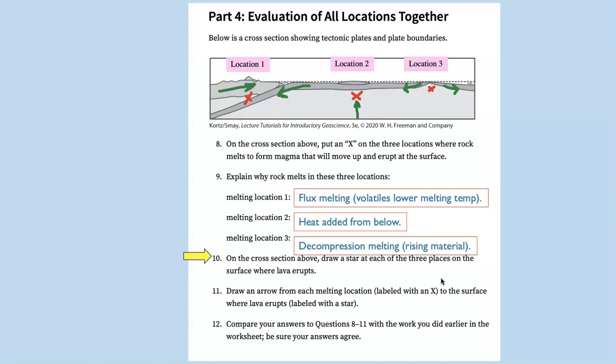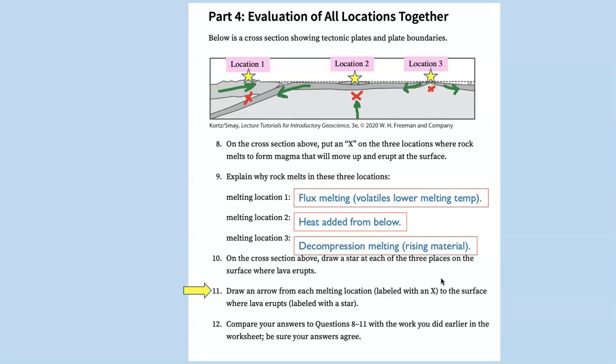On the cross-section above, draw a star at each of the 3 places on the surface. So hopefully this is pretty straightforward. At location 1, we even have a little volcano. Location 2, we have an island forming. And location 3 would be at the center of the divergent plate boundary.